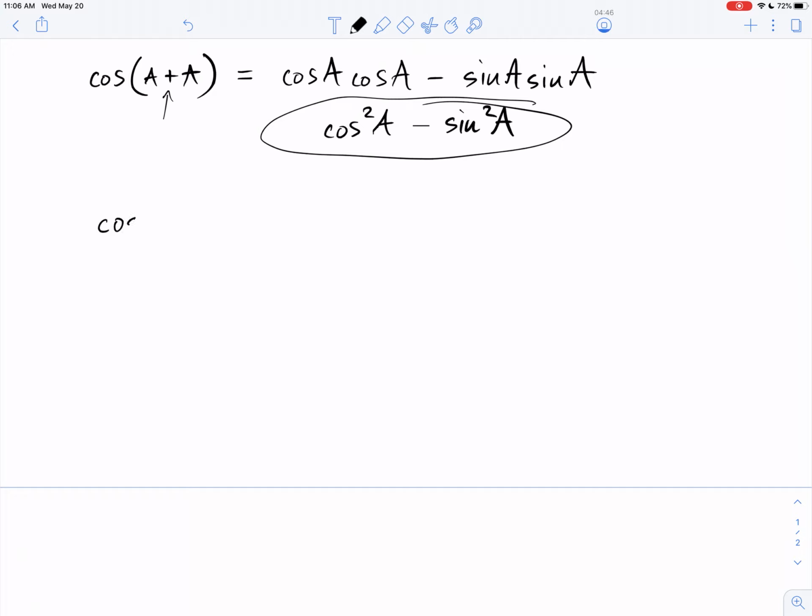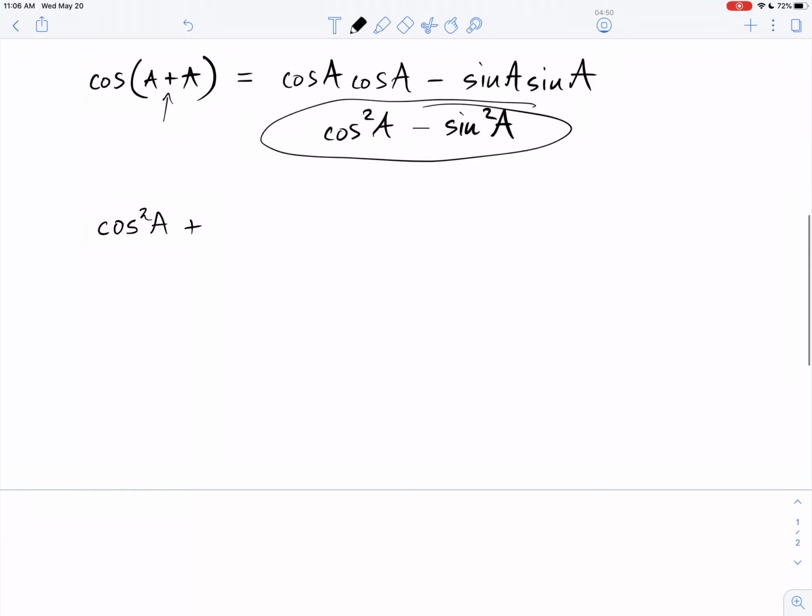If I take cosine squared A plus sine squared A, what does that equal? Well, that equals 1. We already know that. So if I wanted to, let's say, move this guy over to the other side. And you might go, okay.